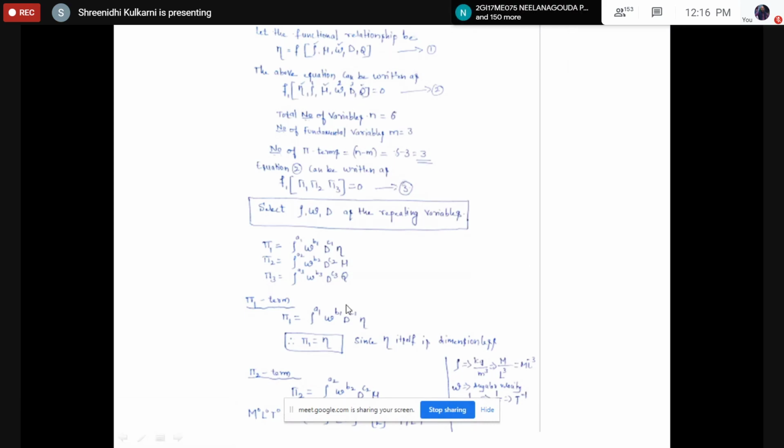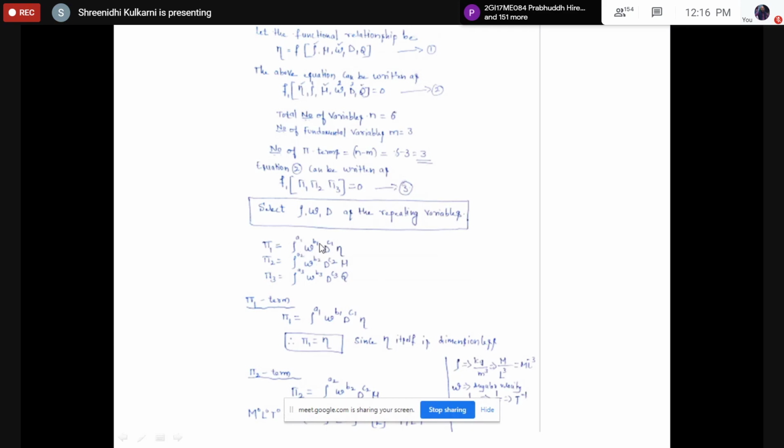I hope you understood up to these repeating variables, right? I will continue. So I have written pi 1 is equal to rho to the power of a1, omega to the power of b1, d to the power of c1, and efficiency, because these three are the repeating variables and one should be a non-repeating variable. So here efficiency is the non-repeating variable. So I tick here. Next I'll come for pi 2.